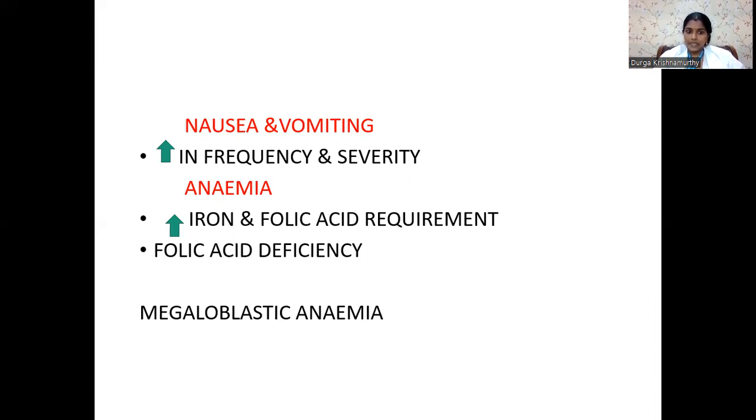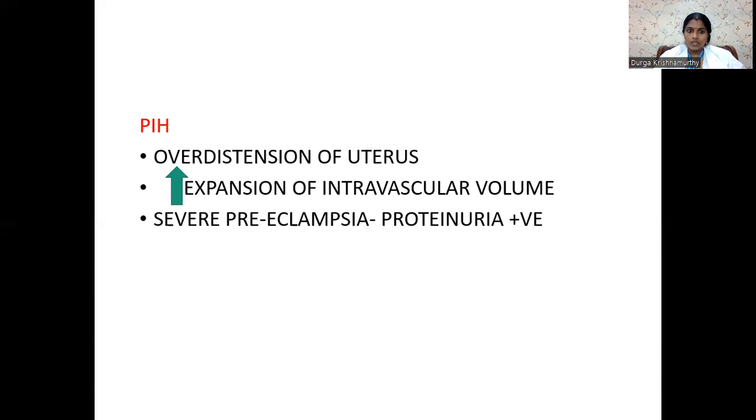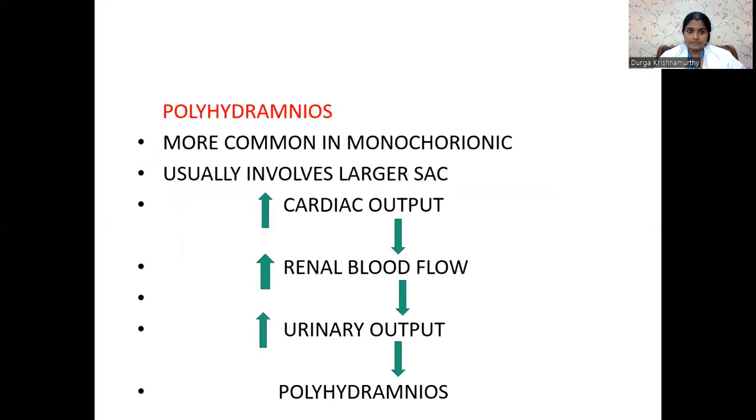So the anemia, which is because of the increased requirement of iron and folic acid, can lead to iron deficiency anemia as well as megaloblastic anemia. Why is there PIH? There is increased expansion of intravascular volume, and there is severe preeclampsia with proteinuria being positive there.